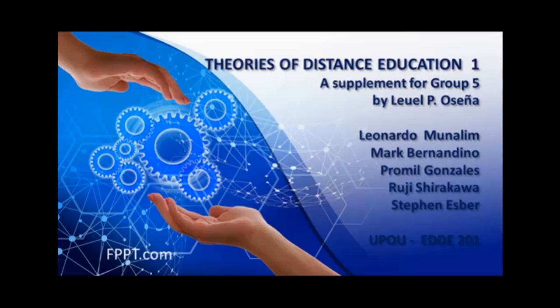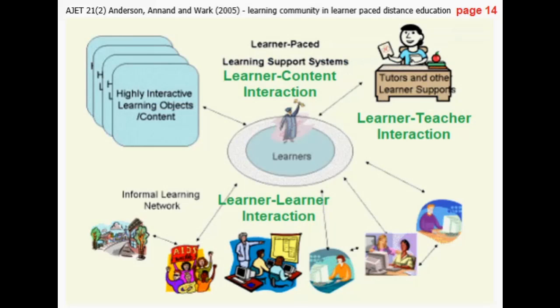In 1989, Michael G. Moore proposed that distance educators need to agree on the distinctions between three types of interaction, namely learner-content interaction, learner-instructor interaction, and learner-learner interaction.